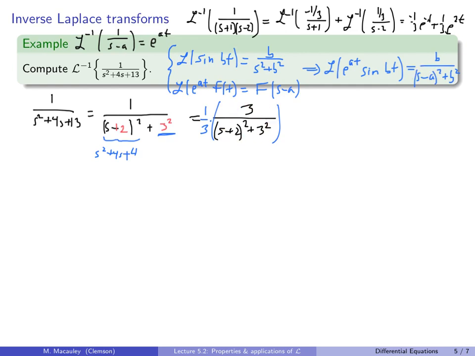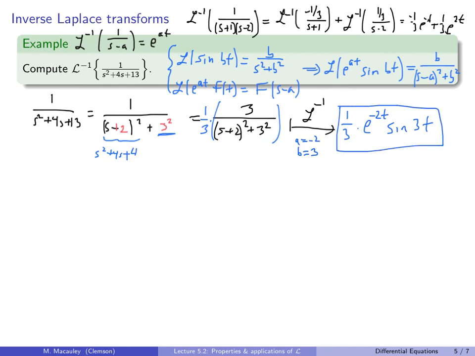So now this is precisely in the form that we have here. Now compute the inverse Laplace transform. The 1/3 sticks outside, and for the inside, let's just use our formula, with a equals -2 and b equals 3. So this is 1/3 times e to the -2t times sine of 3t. And that right there is our inverse Laplace transform.